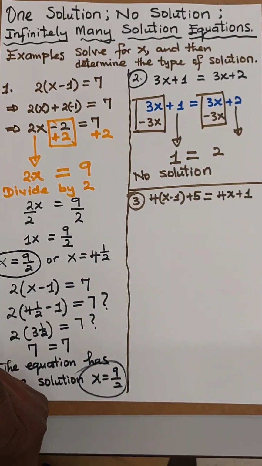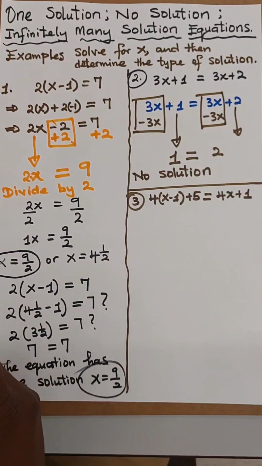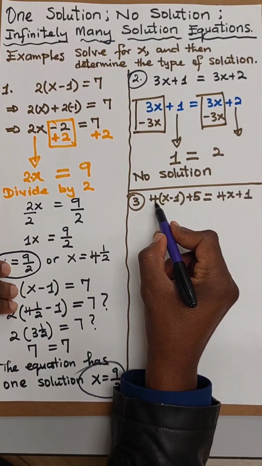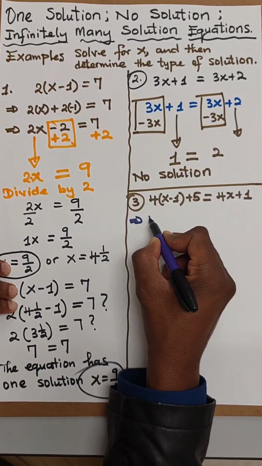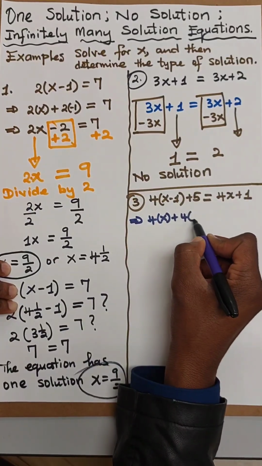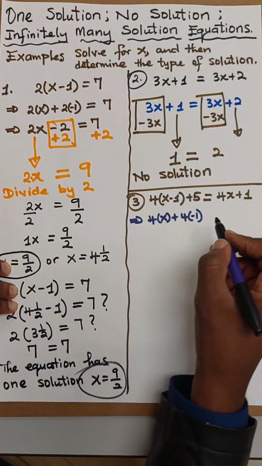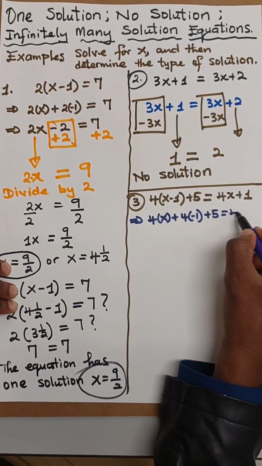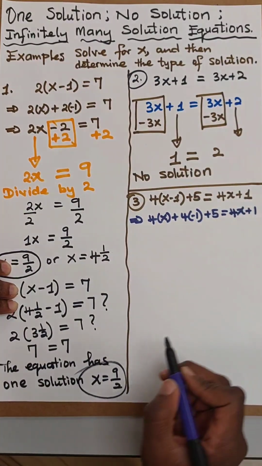So to solve for x, remember the first step will be to dissolve the parentheses. So dissolving the parentheses means multiply everything in the parentheses by 4. So your equation becomes 4 times x plus 4 times negative 1. This positive 5 here, notice that it is not inside the parentheses. So it sits back here as positive 5. And you can put your equal sign and say 4x plus 1 on the right-hand side.